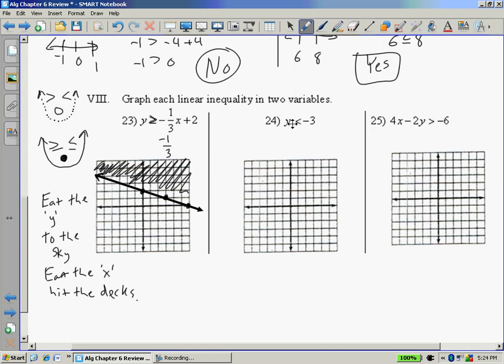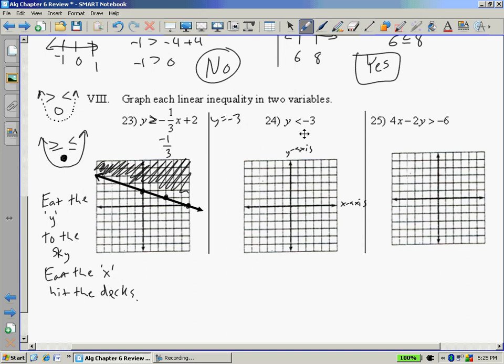Now on this one, graph in two variables. Well, we don't have two variables. Well, no worry. Remember, this is the y-axis, and this is the x-axis. Now, if you were looking at the line y equals -3, which this is not, but let's just imagine for a moment, the y-axis is a vertical line. Well, a y equals type line would be the opposite of that vertical line, which is a horizontal line.